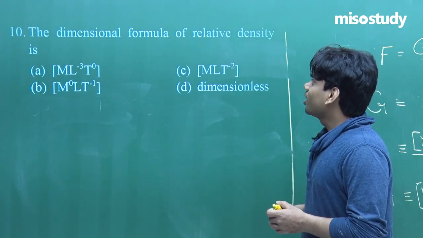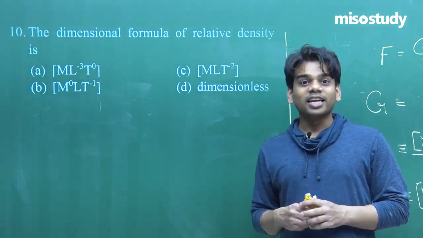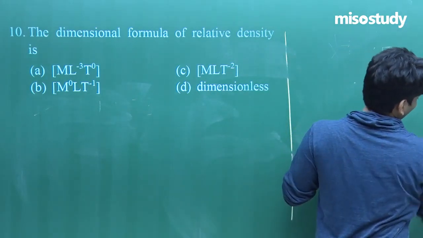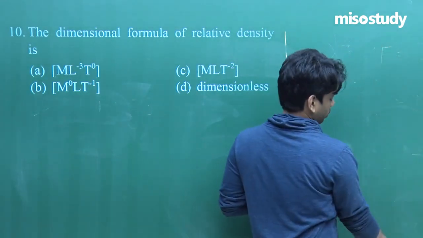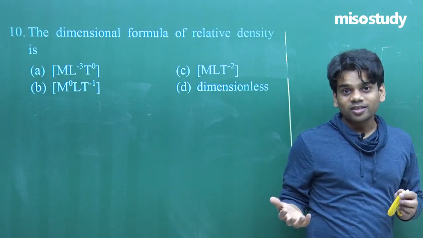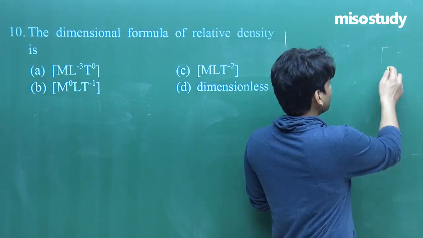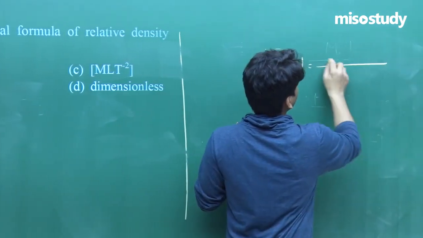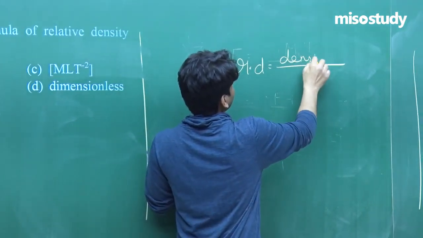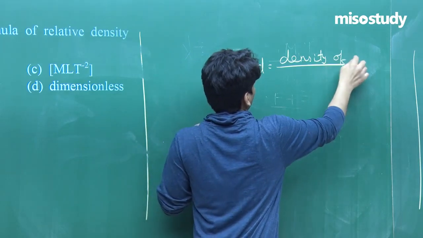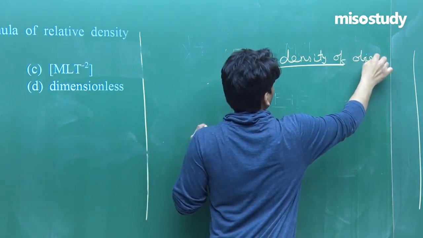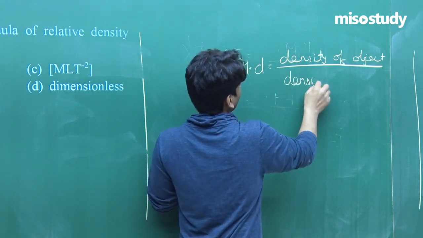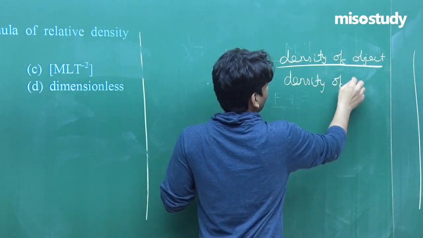The dimensional formula for relative density. If you remember, what is relative density? This is the density of a substance compared to the density of water. That means a ratio of the density of a substance with the density of water. So relative density is the density of the object or substance divided by the density of water.